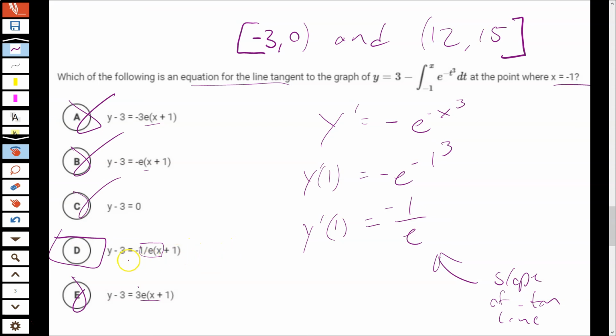And I don't need it. What I would want to do if I had more than one option with the correct slope is I would want to check if this point satisfied this equation, right? Because that would be the difference between a tangent line versus just a line parallel to that tangent line. But since only one has the correct slope, we can just conclude that D is the correct answer here.